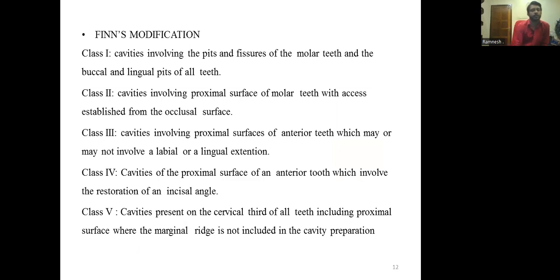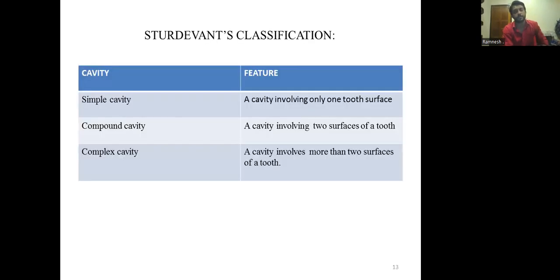Pins modifications. Class 1, cavity involving the pit and fissures of molar teeth and buccal and lingual pits of all teeth. Class 2, cavities involving proximal surface of molar teeth with access established from occlusal surface. Class 3, cavities involving the proximal surface of anterior teeth which may or may not involve a labial or lingual extension. Class 4, cavities of the proximal surface of anterior teeth which involve the restoration of an incisal angle. Class 5, cavities present on the cervical third of all teeth including proximal surface where marginal ridge is not included in the cavity preparation. Next is Stedman classification.